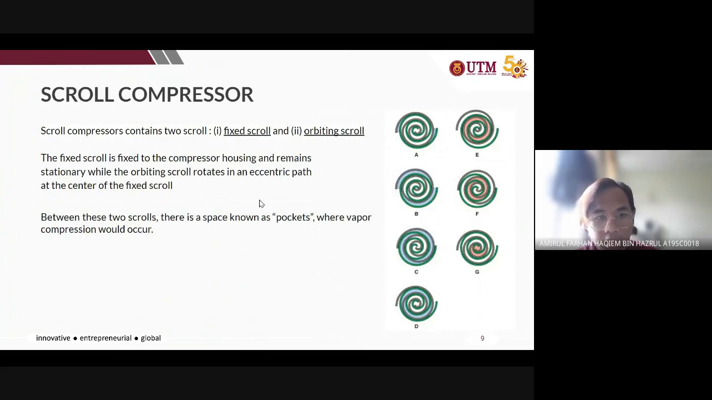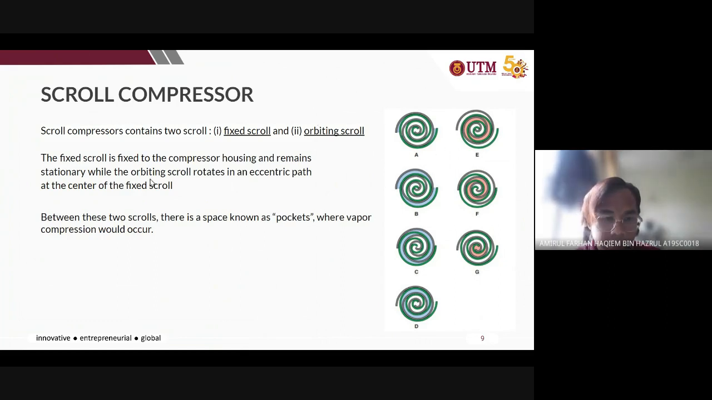So the third type is the scroll compressor. A scroll compressor has two main components that are fundamental for it to work properly. The first one is the fixed scroll and the second is the orbiting scroll. From the figure, the fixed scroll is represented by this gray line, while the orbiting scroll is represented by this green line.